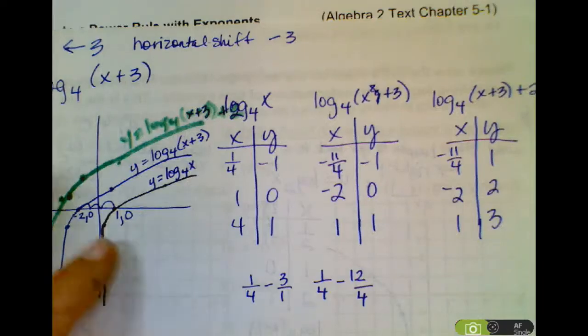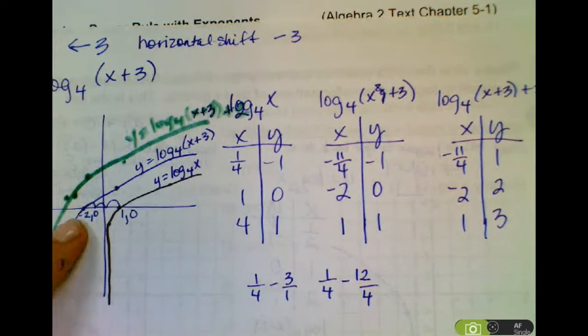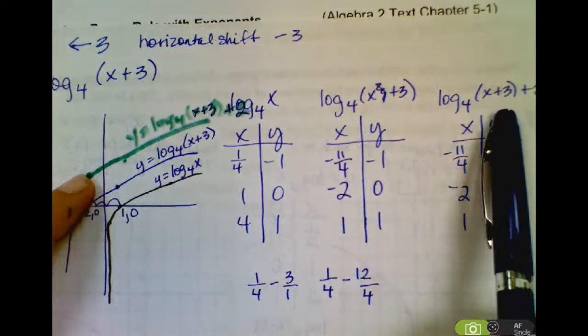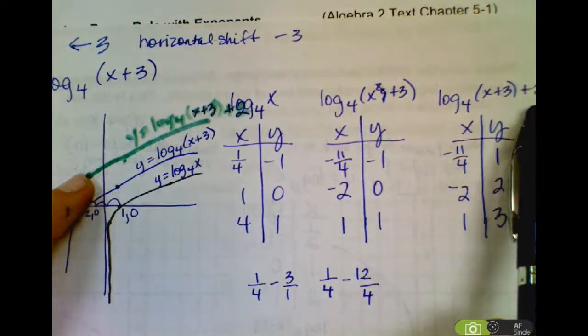I took our basic graph and just shifted it. First we shifted it to the left 3, then we shifted it up 2. To the left 3 and up 2. Okay?